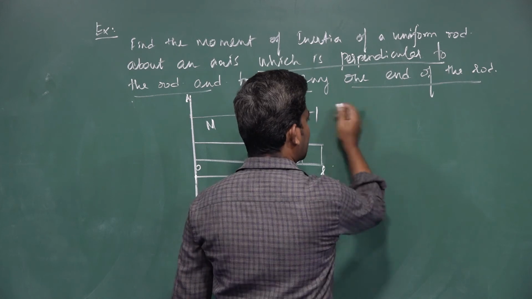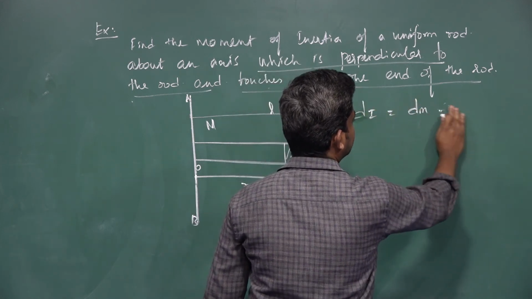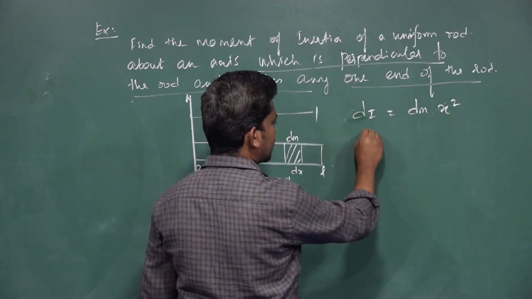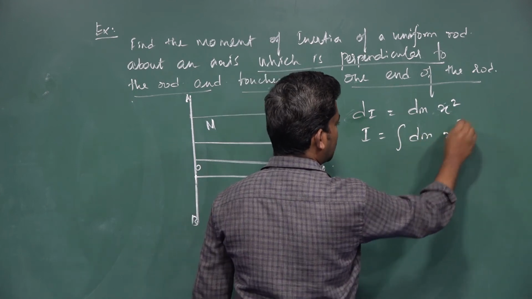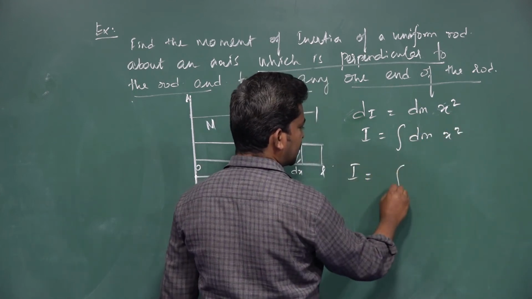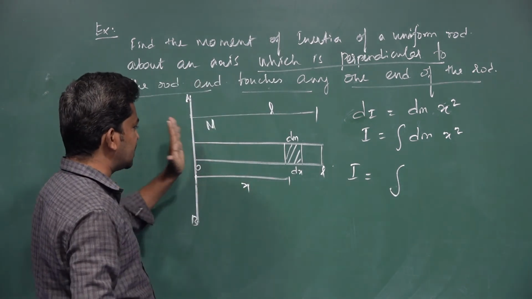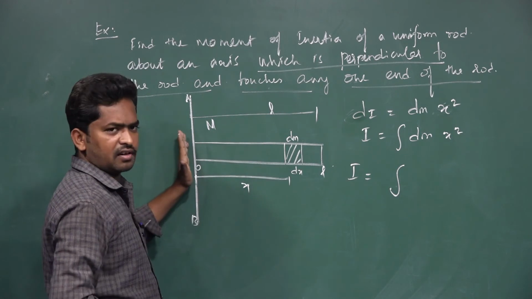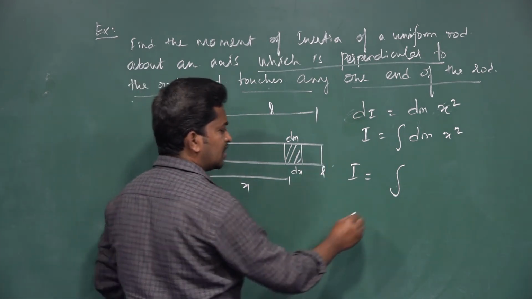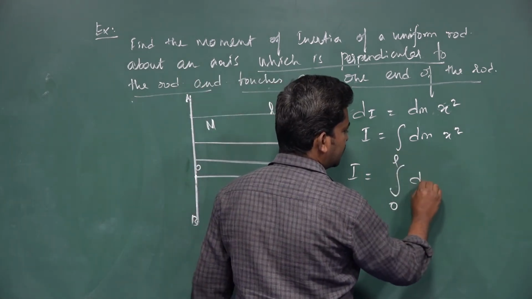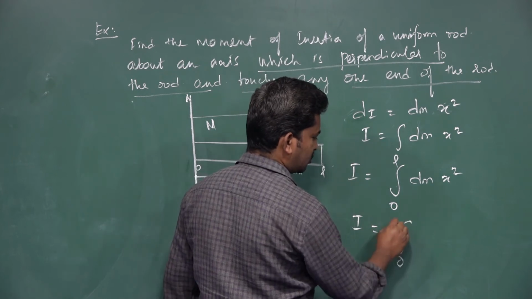dI is equal to dm x square. Integral of dI gives I is equal to integral of dm x square. So I is equal to the integral, you know well, with limit 0 to L. Now the axis is placed at one end of the rod, so the overall length of the rod is L, and the limit is 0 to L, with dm x square.